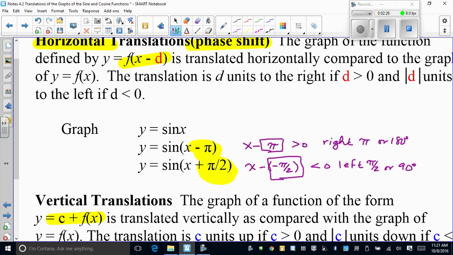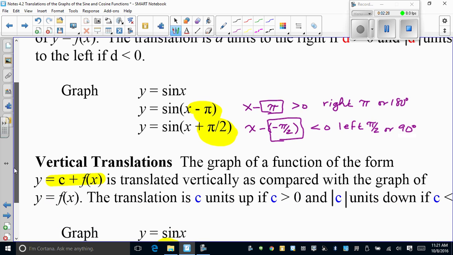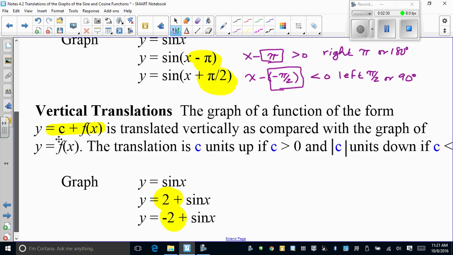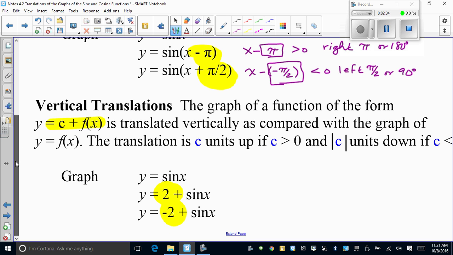Okay, vertical translations. This is going to be on the outside. The graph of a function of the form y equals c plus f of x is translated vertically as compared with the graph of y equals f of x. The translation is c units up if c is greater than 0, and absolute value c units down if c is less than 0.